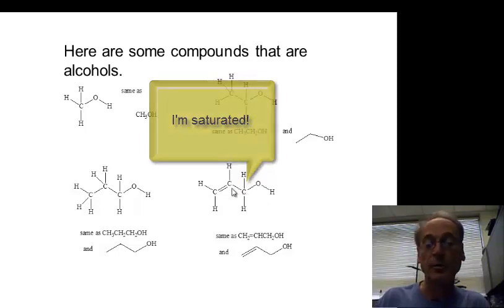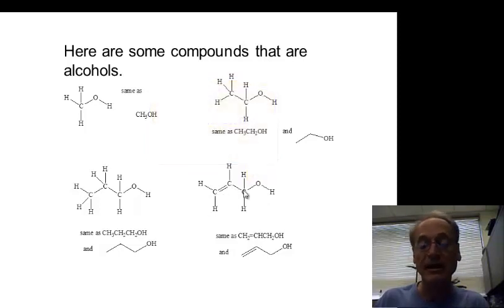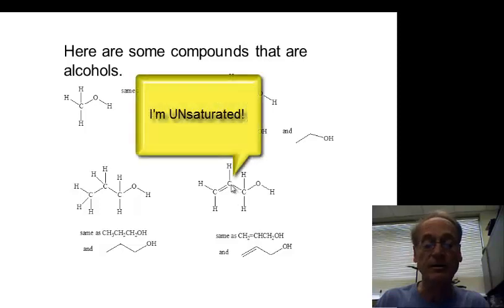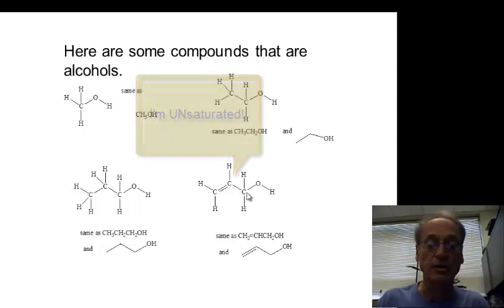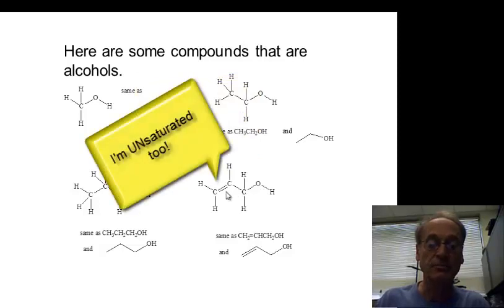There is another double bond in this structure, but it's not on this carbon, rather it's on the carbon next to it. So this is an alcohol because it has an OH on a carbon that's saturated. Doesn't matter whether these carbons are saturated or not.